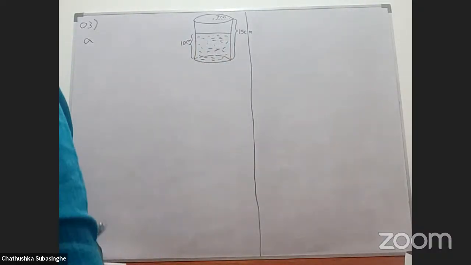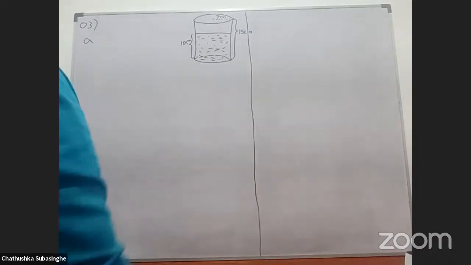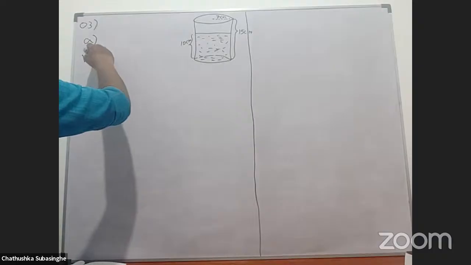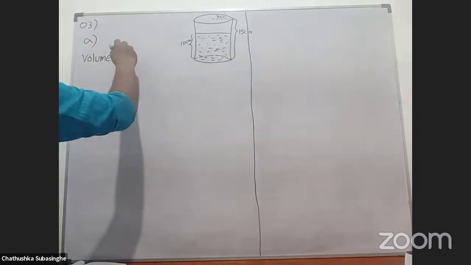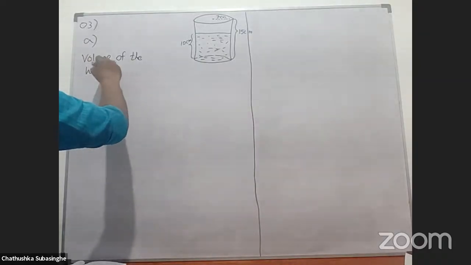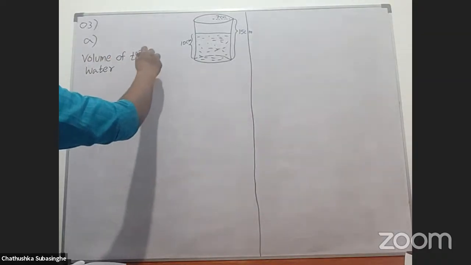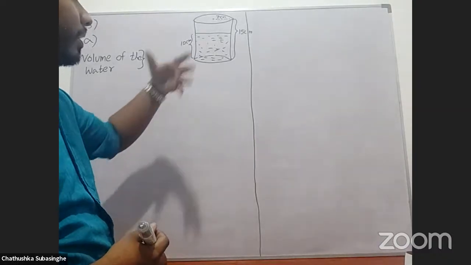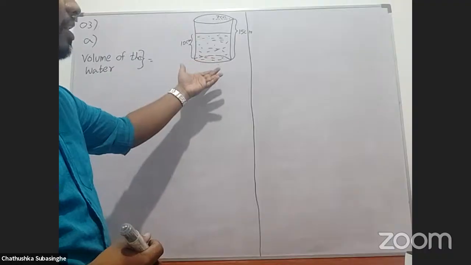Then they are asking to calculate the volume of the water. So it's very easy. Volume of the water is equal to... This water is in a cylindrical shape. So it's inside a cylinder. So we have a cylindrical shape.